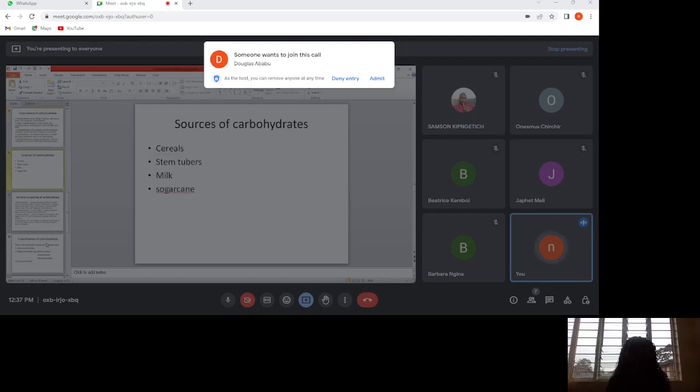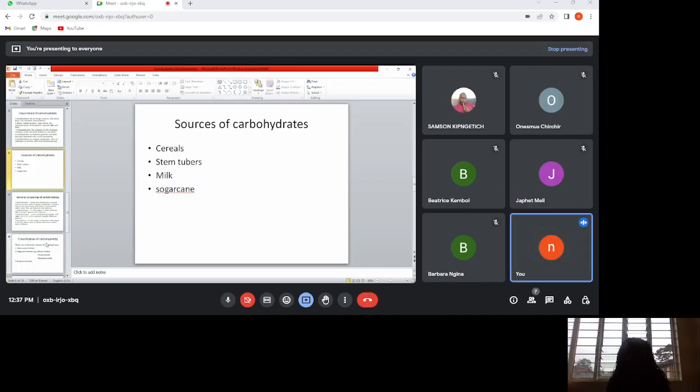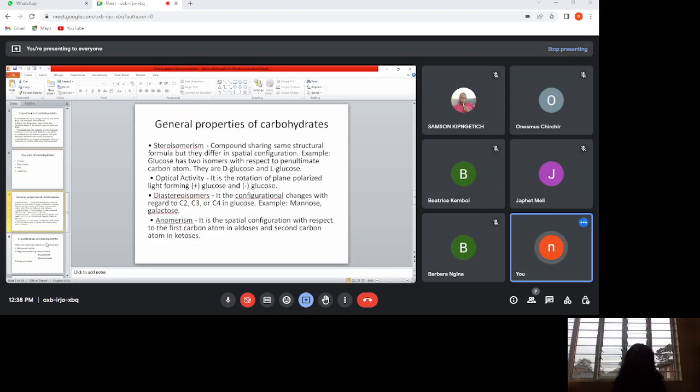So these carbohydrates normally will have their sources. Where do we get them from? Sources of carbohydrates are cereals, stem tubers, milk, sugarcane, and any other source that could contain glucose in the structure. Then we can also look at the general properties of carbohydrates.